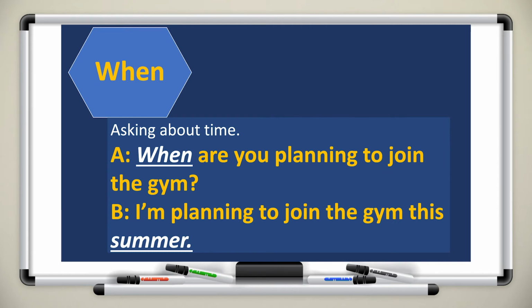When we ask about time, we use when. For example, when are you planning to join the gym? So I'm asking about a specific timing. B, which is the answer, I'm planning to join the gym this summer. So I have to mention a timing in the answer when the question starts with a when.